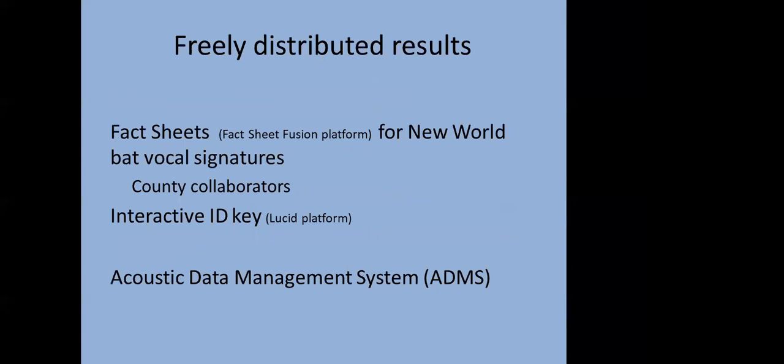Well, I'm hoping in continuing to freely distribute results. The fact sheets provide vocal signatures and other information on species distributions for all New World bats. I'm still searching for country collaborators for a lot of the South American countries. Also, there's interactive identification keys where you can look at your call frequencies on your screens and go through a whole series of interactive ID key functions.